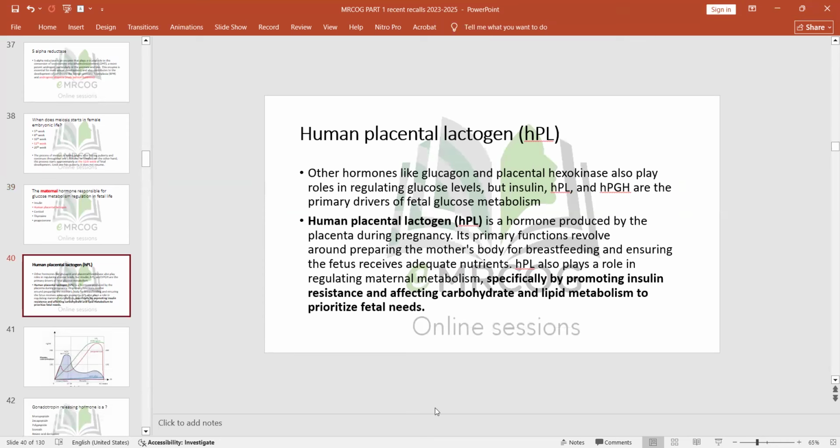HPL is responsible for many things: for growth, for glucose metabolism, for initiation of breastfeeding, maturation of the breast. Okay, lactogenesis to be specific, not mammogenesis, lactogenesis. So it plays a role in many things, even lipid metabolism.